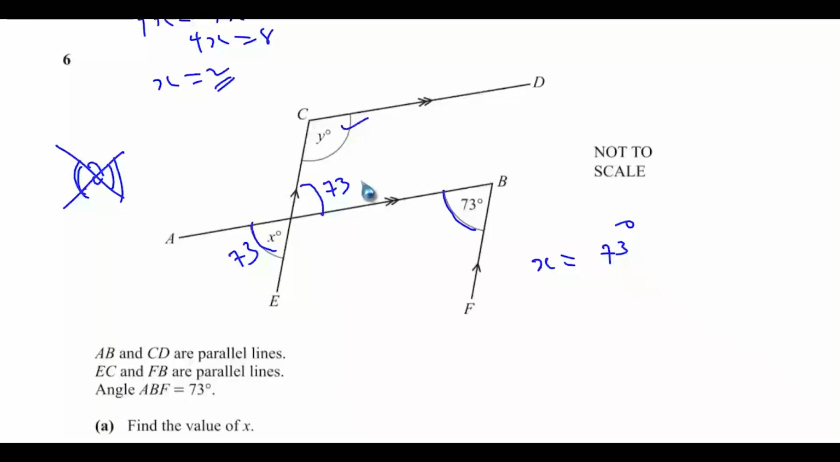Okay, so I can get the value of y now. Angle y and angle 73 degrees are co-interior angles. So co-interior angles are seen in letter C. So like this and like this.